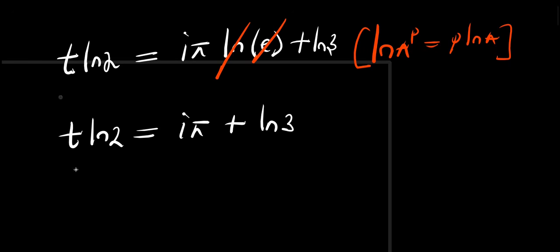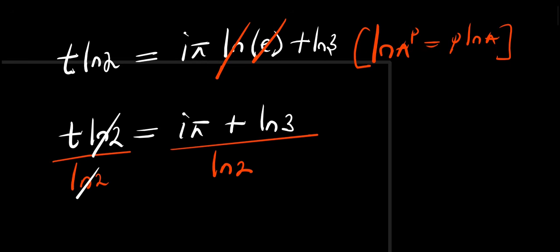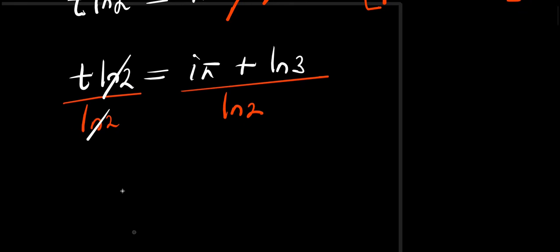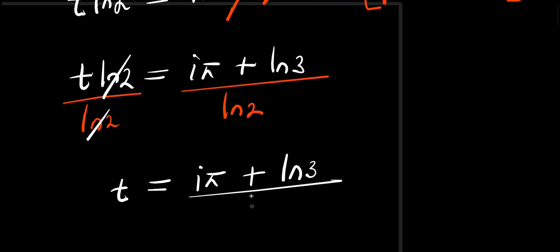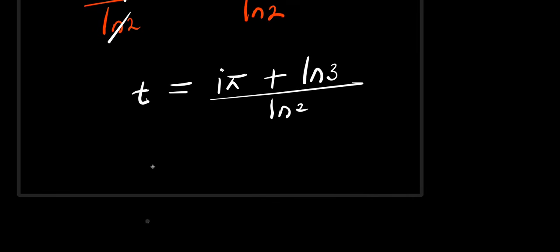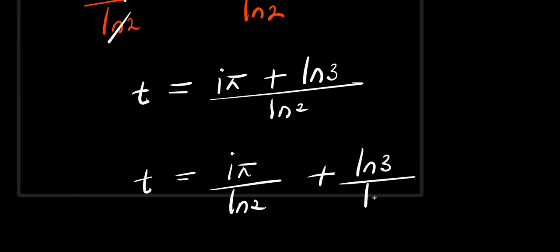Solving for t, I divide this by natural log of 2. I divide this by natural log of 2. This cancels this. I have t equals i times pi plus natural log of 3, divided by natural log of 2. From here, I have t equals i times pi divided by natural log of 2 plus natural log of 3 divided by natural log of 2.